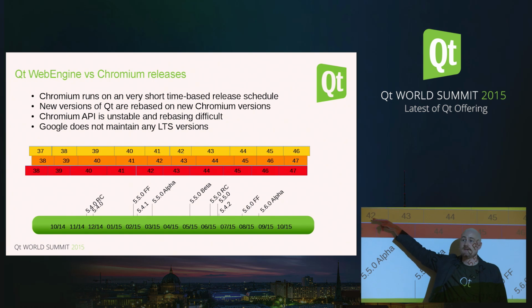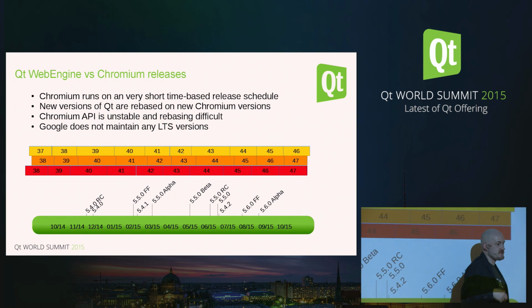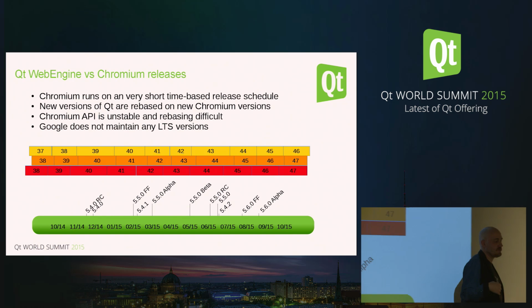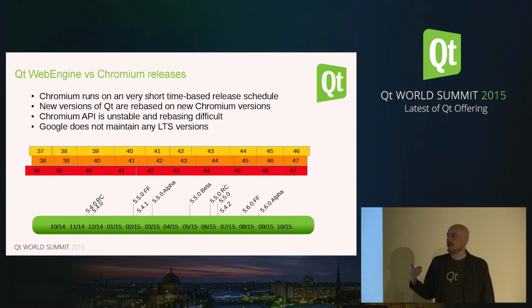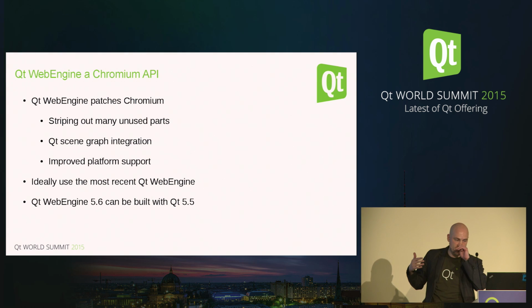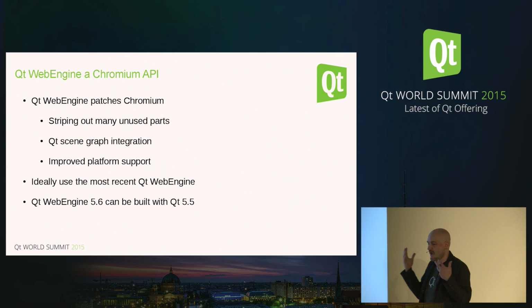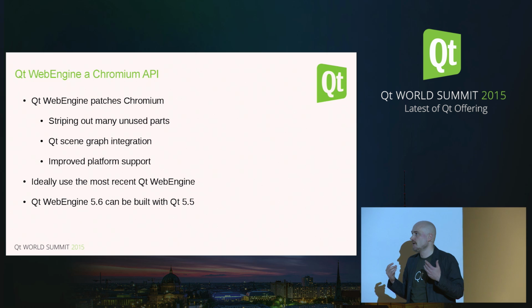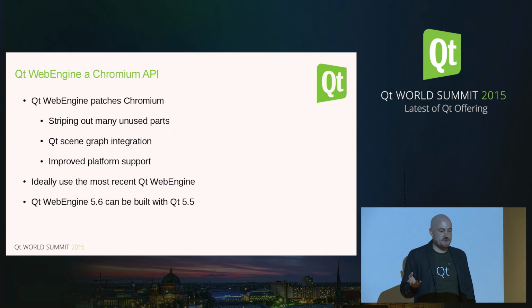If there's a security hole here, update to 42. So this is something we have to provide. We backport security fixes to this stable API so that you can have a stable version of WebEngine. And we have a lot of patches on top of it, stripping out parts that are not used.